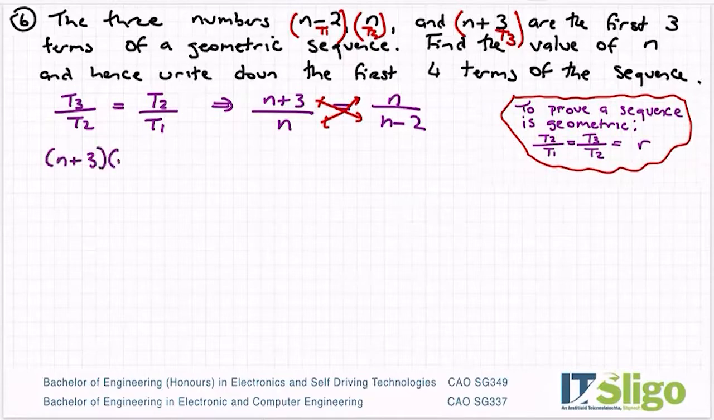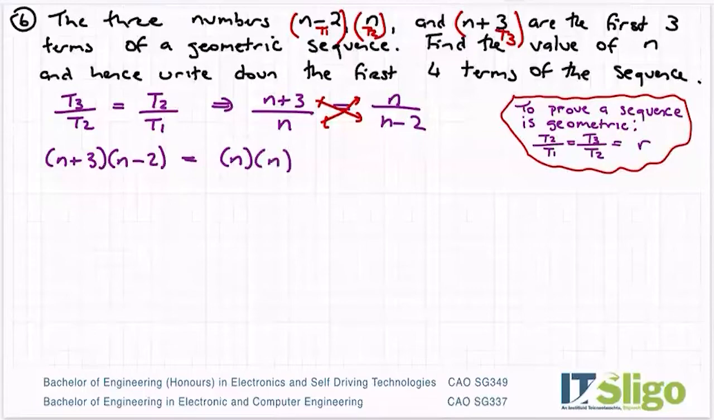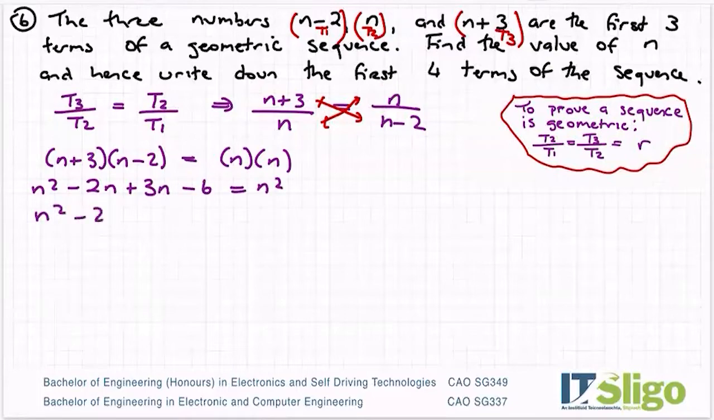So n+3 times n-2 is equal to n times n. Okay, let's multiply. n by n is n squared, n by -2 is -2n, plus 3n, minus 6, is equal to n squared. Let's bring everything over to one side. It's 3n - 6 - n squared is equal to 0.